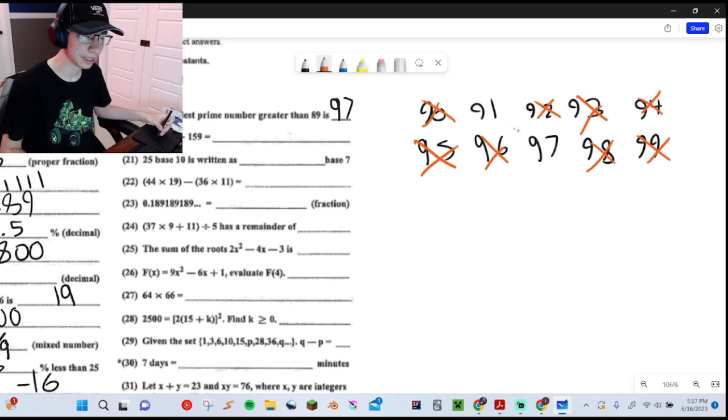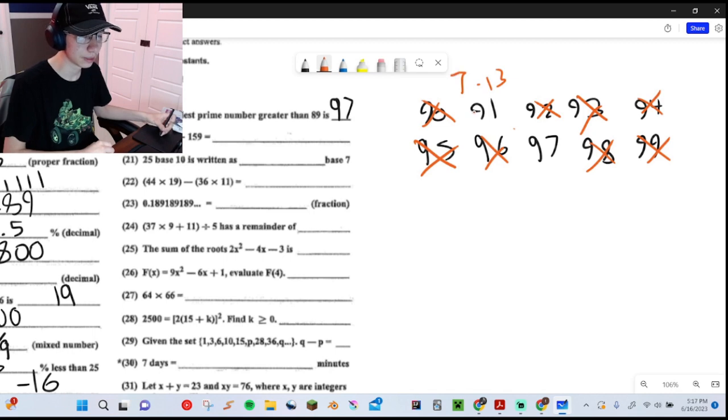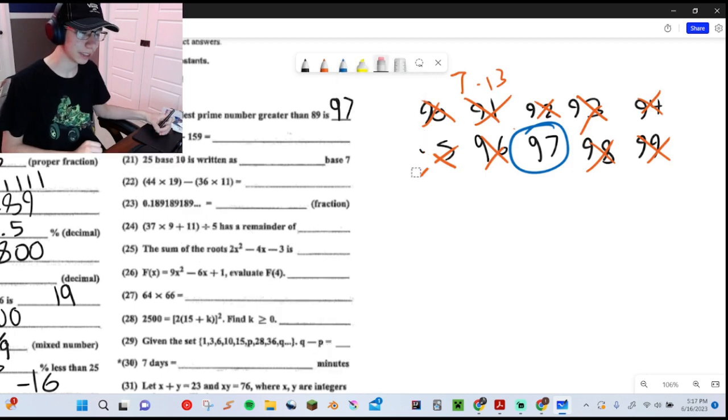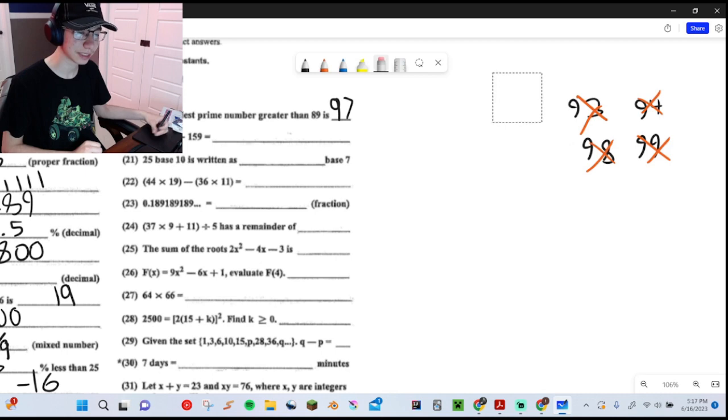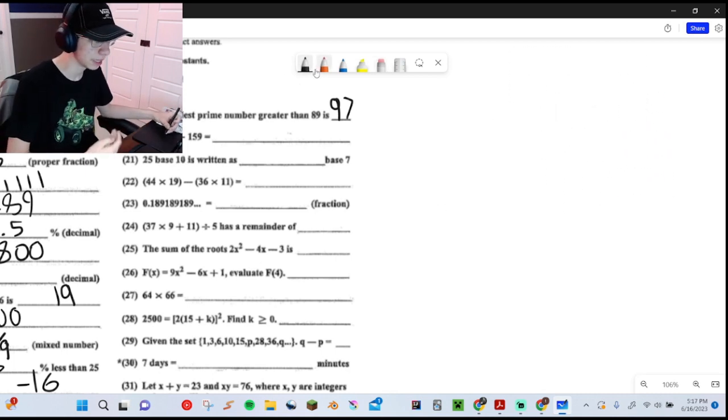And then it comes down to these two. 91 is divisible by 7. 7 times 13. So it's not prime. And you can check 97. It's not divisible by anything. 97 is our prime. Again, this is the worst case scenario you have to check. Usually you want to have these partially memorized. But yeah, that's number 19.